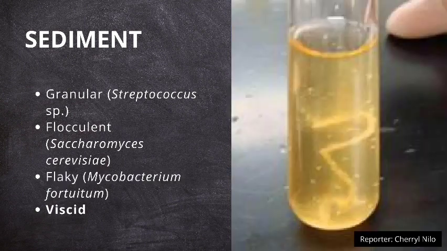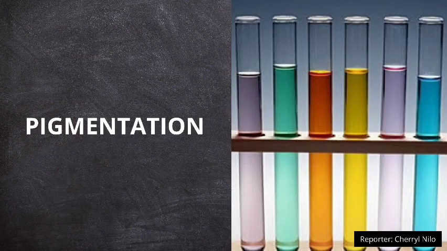Last, under the sediment, we have viscid. It is sediment that rises as a coherent swirl. And the last characteristic of bacterial culture in nutrient broth would be the pigmentation. It is a characteristic that is common to many species of bacteria. It also plays a role in adapting to different environmental conditions.